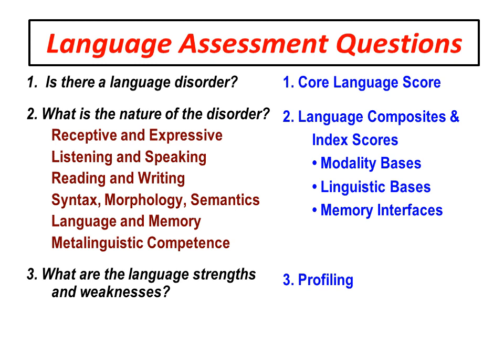When I look at what its nature is, we know receptive, expressive, listening, speaking. Is it syntax, morphology, semantics? Is it language and memory? Is it metalinguistic competence? On the right side are the different kinds of scores we obtain, or the methods we go through in assessment, to determine the degree of these language assessment questions. Core language score, we love that because it tells us yes or no, he's got a problem or not. Then we try to figure out its nature by the different index scores on the test. And when we look at strengths and weaknesses, we do some profiling of subtest strengths and weaknesses. You'll see that as we get into case studies.